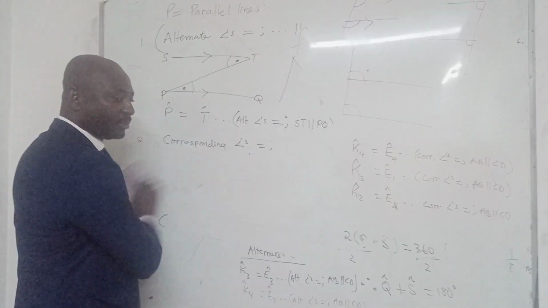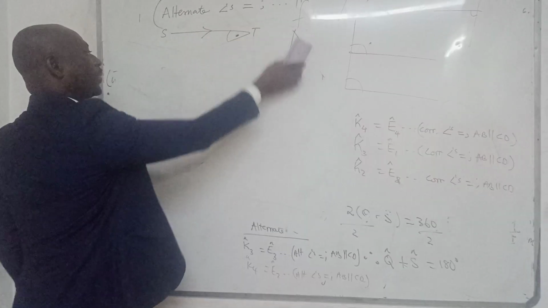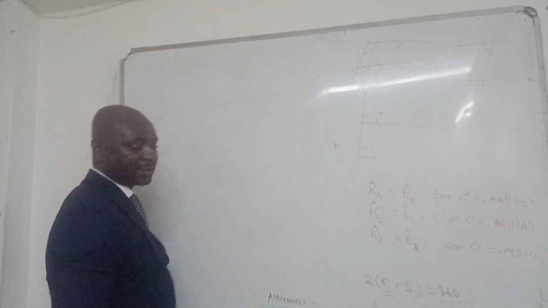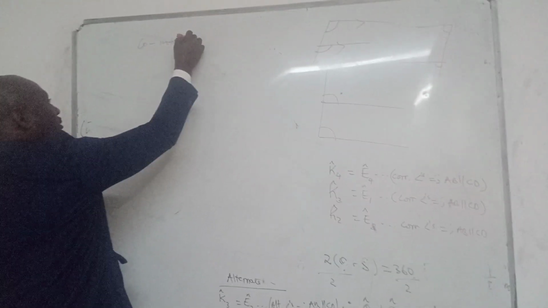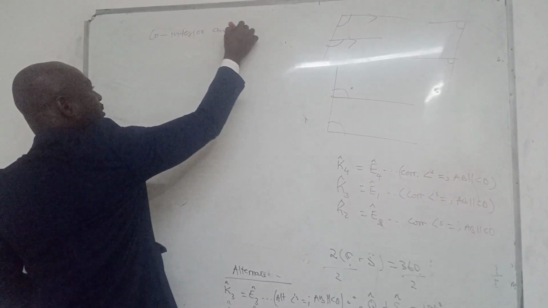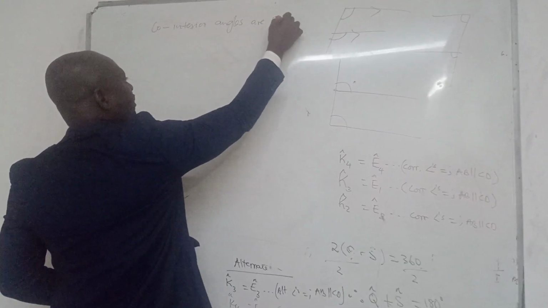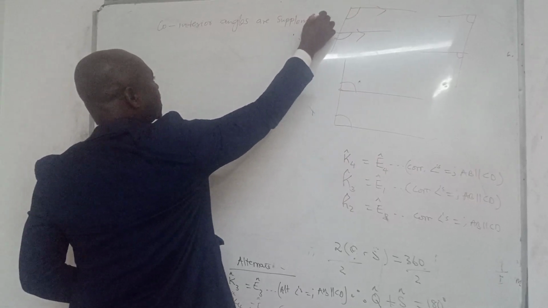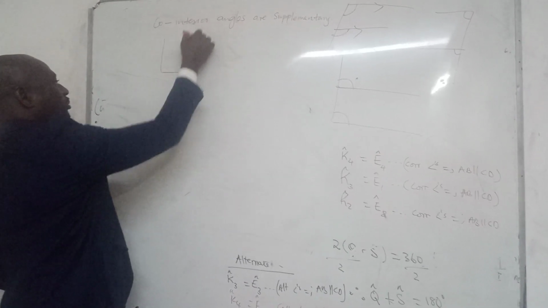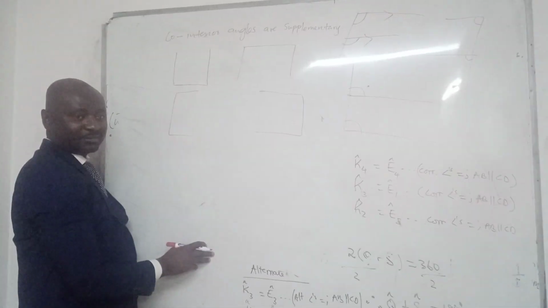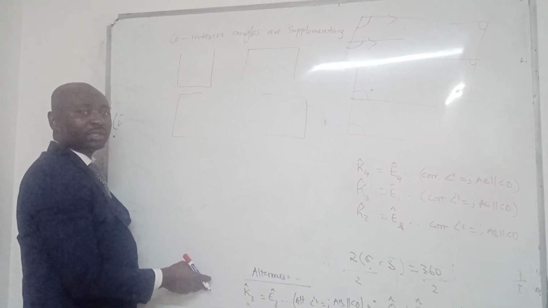So the last reason for parallel lines is co-interior angles are supplementary. Co-interior angles are supplementary. That means they add up to 180. So co-interior angles are found in a U shape. In what shape? In a U shape. A U shape does not mean you must look at U like that. Anything in this corner like this, they are all U. It depends on which direction you are looking at it from.